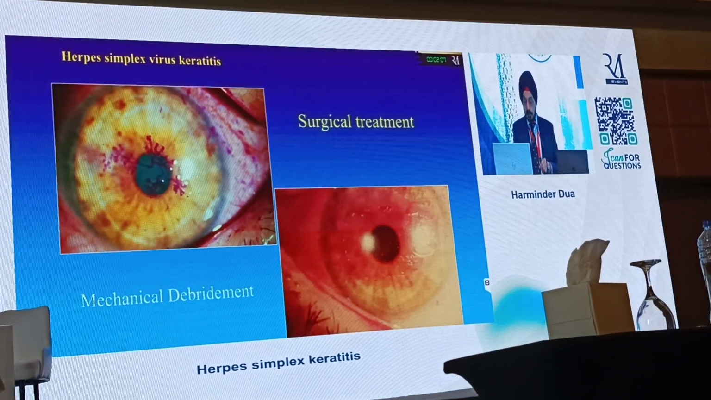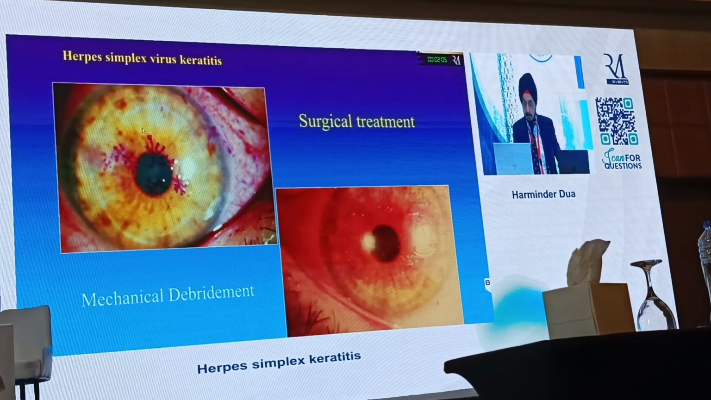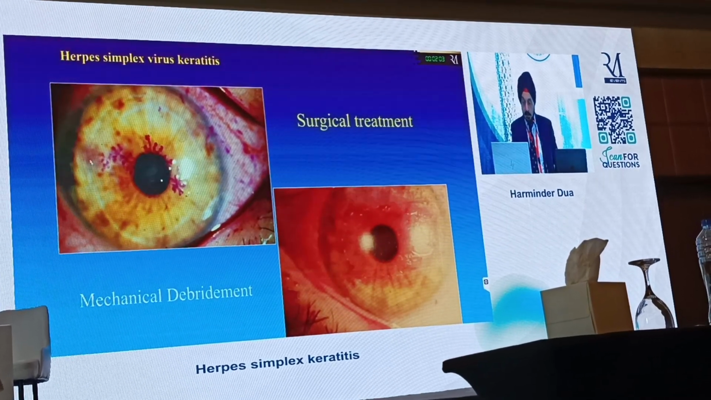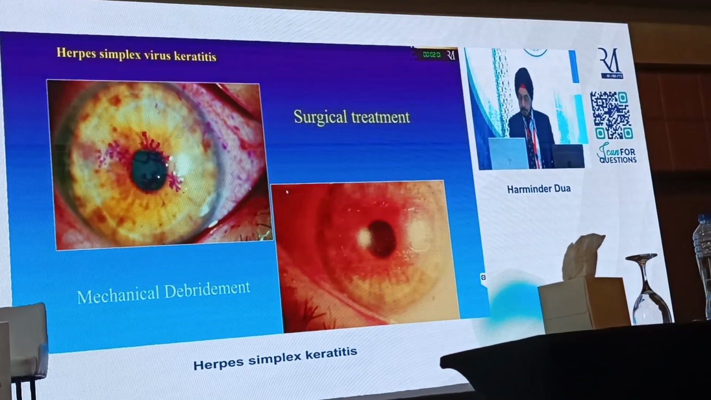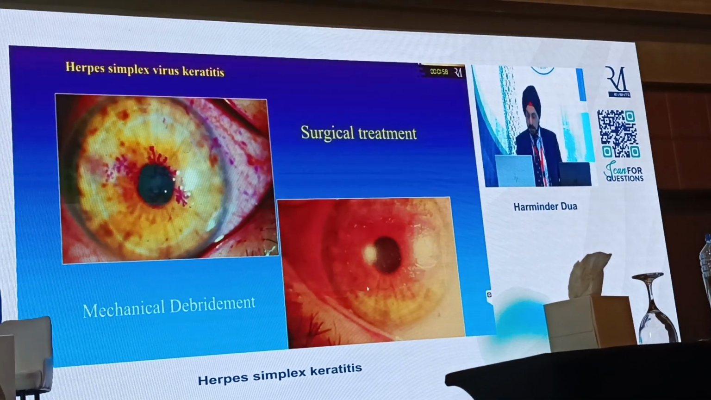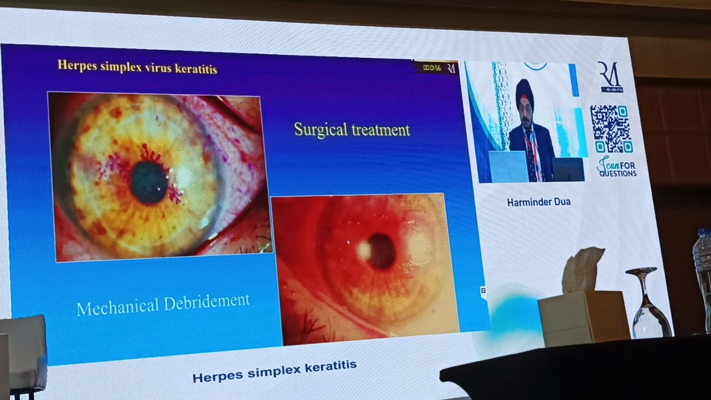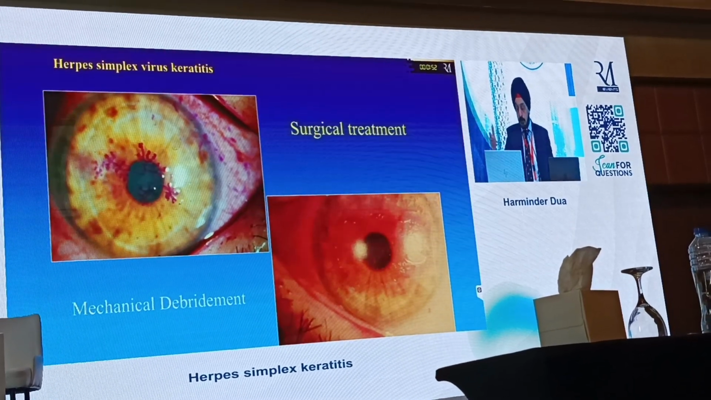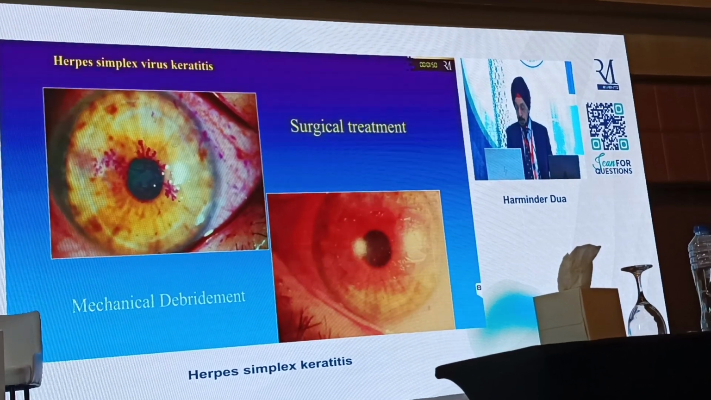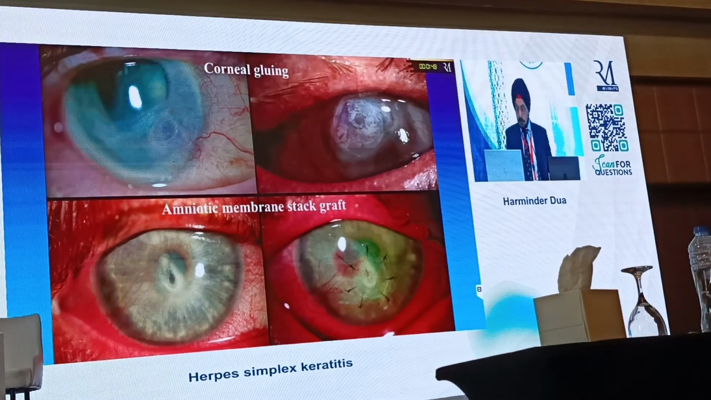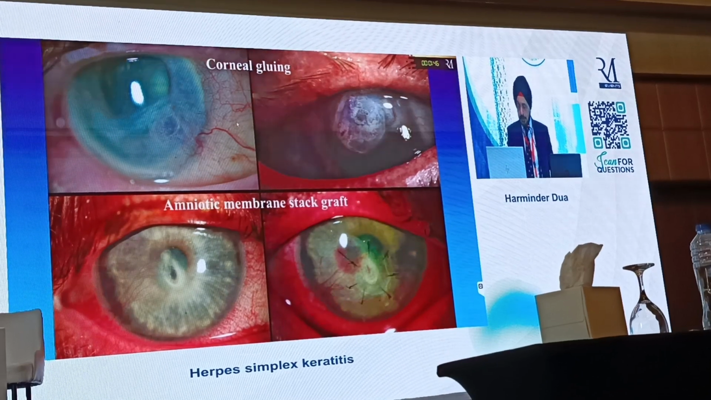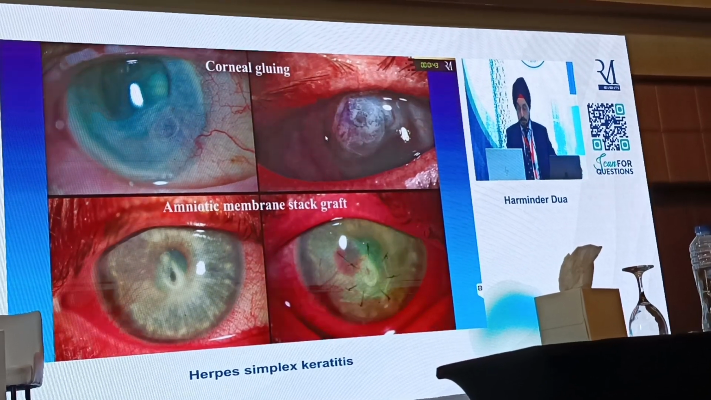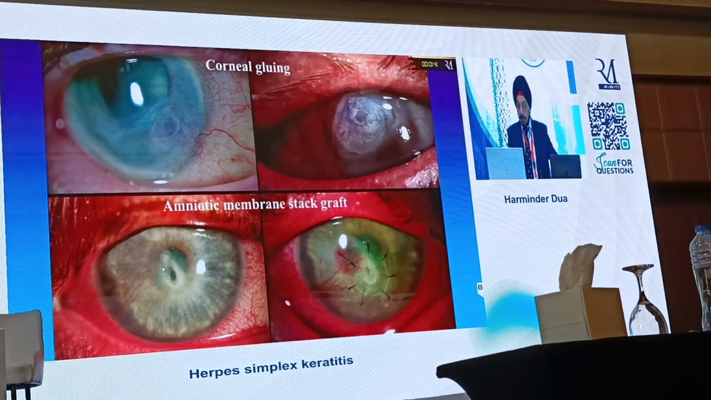So here is one case from my days at the Wills Eye Hospital as a fellow. Very large branching ulcers. All we did was debride that whole area, took away the virus load, and it healed normally, as though you had treated it with acyclovir, which would have taken almost as long for this to heal. So an example of how debridement helps. Gluing for perforations, Dalia is going to talk to us about that. We've got amniotic membrane transplant.